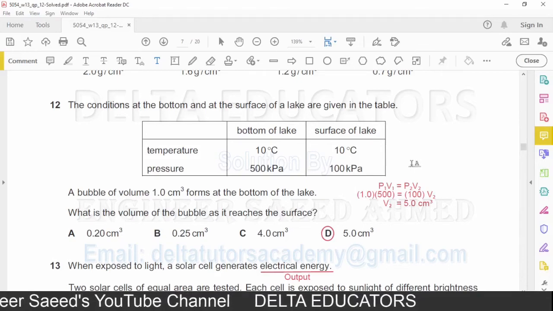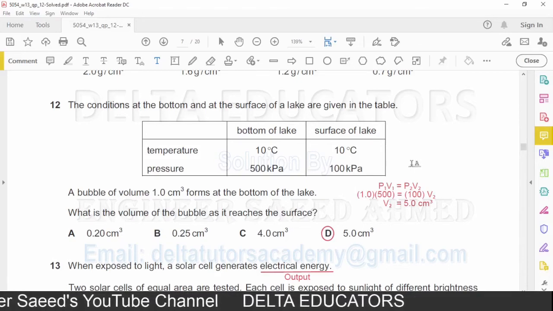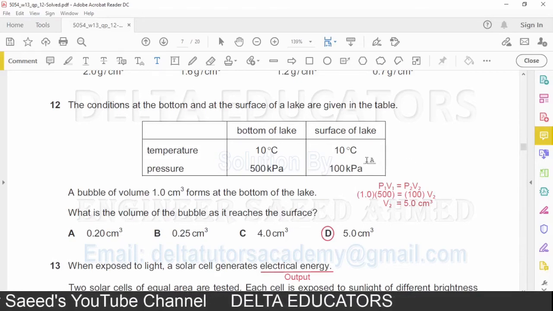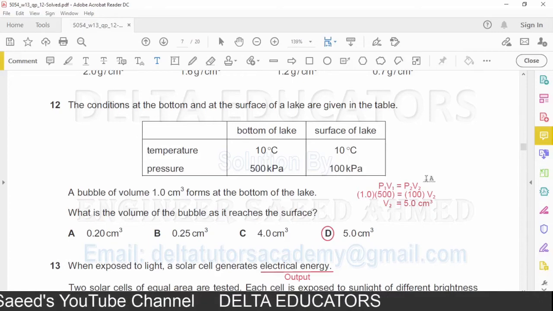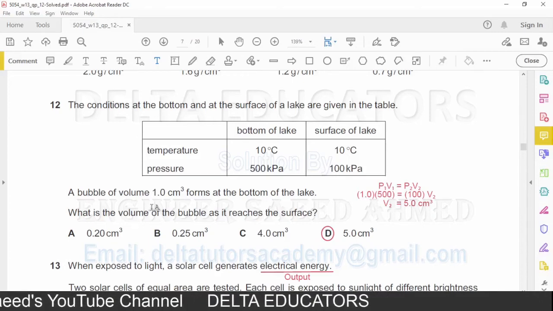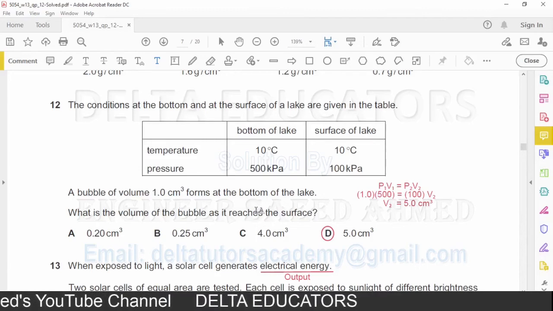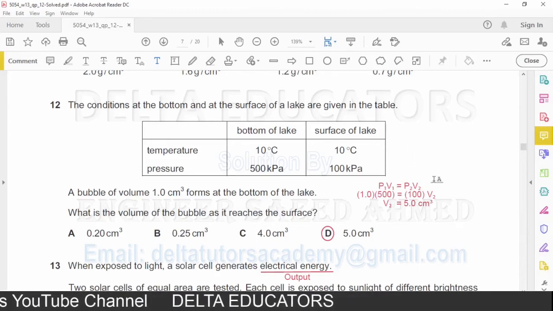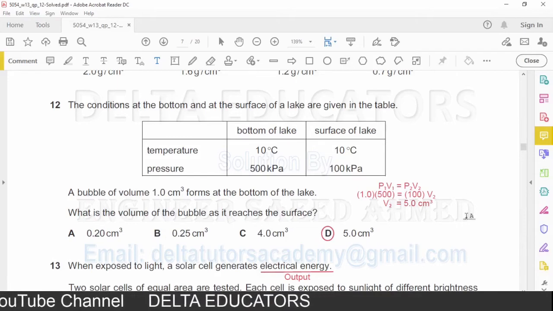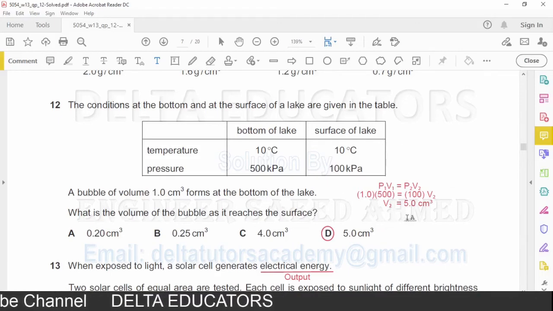Now what about P2? At the surface of the lake, the pressure is given as 100 kilopascal. So P2 will be equal to 100 kilopascal. And the volume of the bubble at the surface of the lake, which we have to find out, is taken here as V2. By solving this, we will get V2 equal to 5 centimeter cube. Now 5 centimeter cube is given in option D, so the correct option is D.